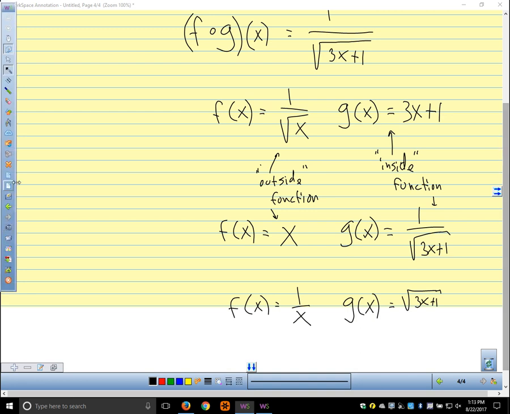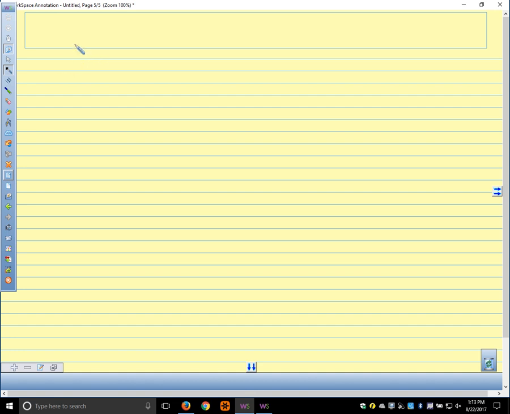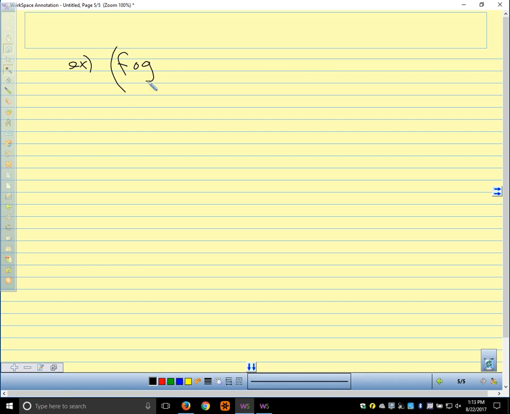Okay, let's look at one example that's a little trickier. Not too bad. Same thing. f of g of x equals, what do I want it to be? x plus 1 squared minus x minus 1. We want to find f of x and g of x.